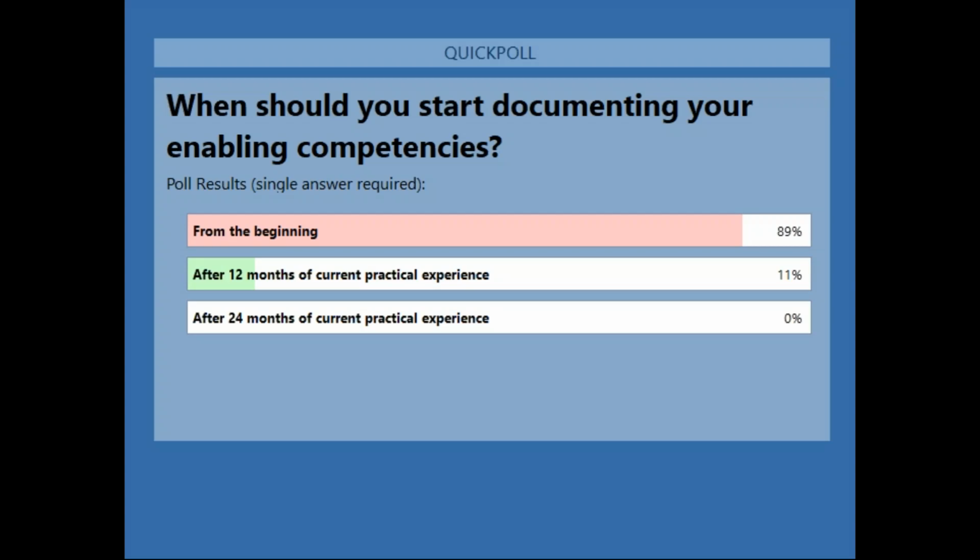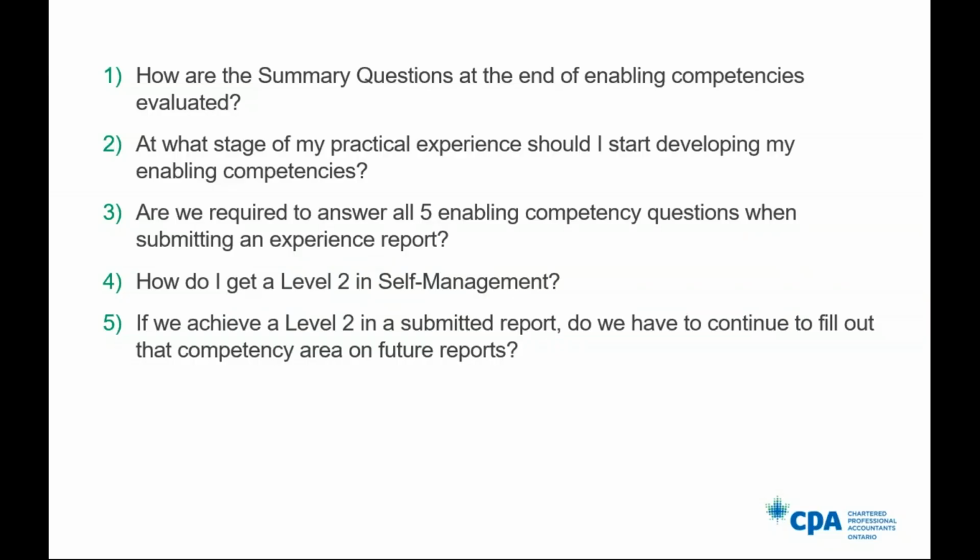Yeah, so we definitely encourage students to document their enabling competencies as soon as they've experienced any of those 5 enabling competencies. What we don't want students to do is fill them out in every single experience report with fake examples for the sake of filling them out. We want you to fill them out as you are experiencing them. So obviously that means from the very beginning, if you've experienced any of them from the very beginning. Most commonly we see students fill out communication or teamwork as one of their first ones. And so absolutely, we want to see you fill them out as you experience them.